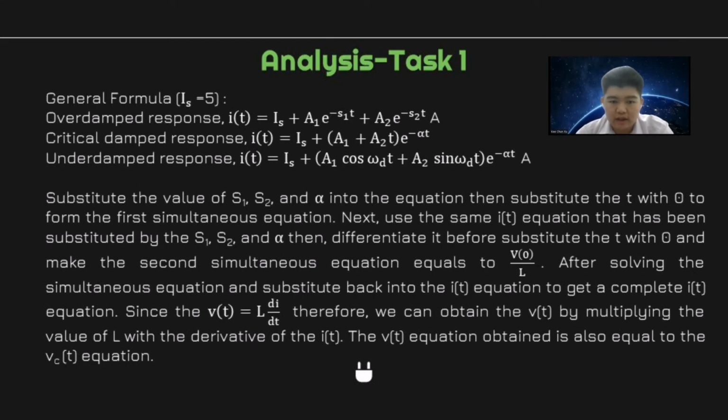Substitute the values of S1, S2, and alpha into the i(t) equation, then substitute t with 0 to form the first simultaneous equation. Next, use the same i(t) equation that has been substituted with S1, S2, and alpha, differentiate it, then substitute t with 0 and make the second simultaneous equation equal to V naught over L. After solving the simultaneous equations and substituting back into the i(t) equation to get the complete i(t) equation, since v(t) equals L di/dt, we can obtain v(t) by multiplying the value of L with the derivative of i(t). The v(t) equation obtained is also equal to the vc(t) equation.